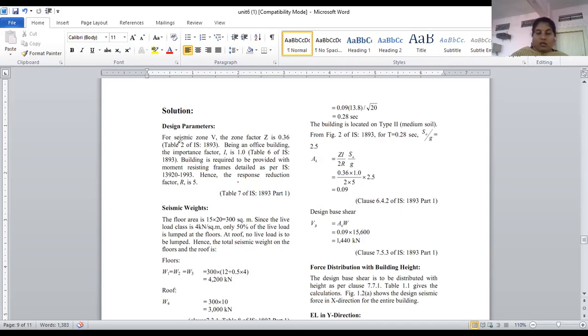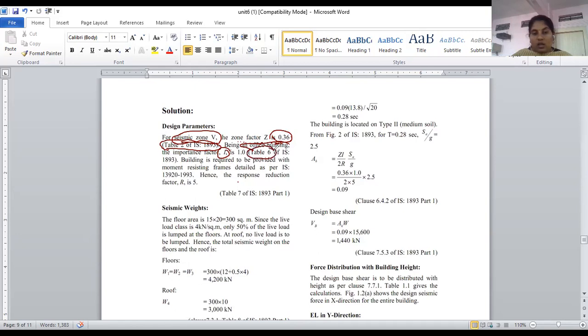So the first point is, as per the design parameters which are given, the seismic zone. As per the seismic zone 5, we got the value of the zone factor, 0.36, which is taken from Table number 2 of IS 1893. After that, the second point is the type of building. That building is an office building, and we already know the importance factor I is calculated from Table number 6 from IS 1893.